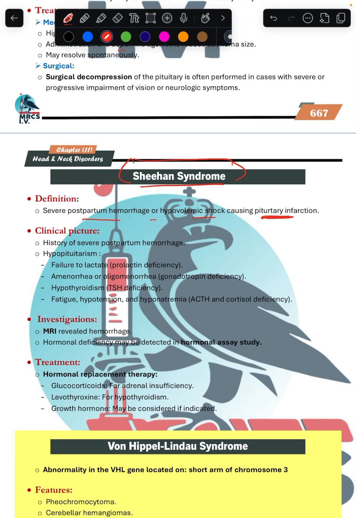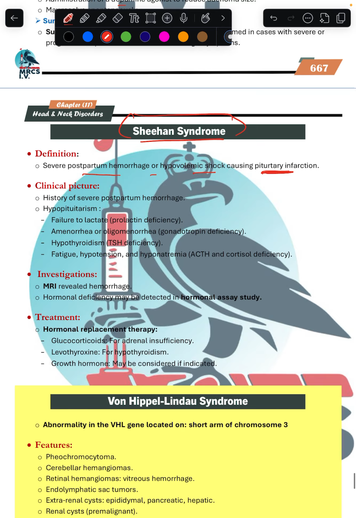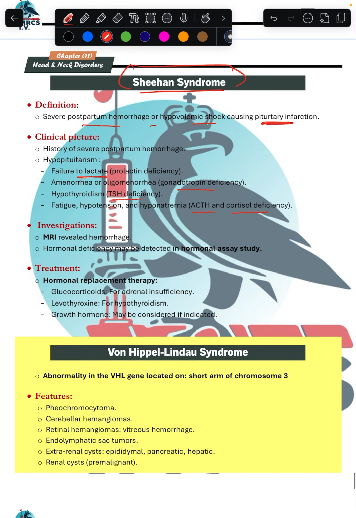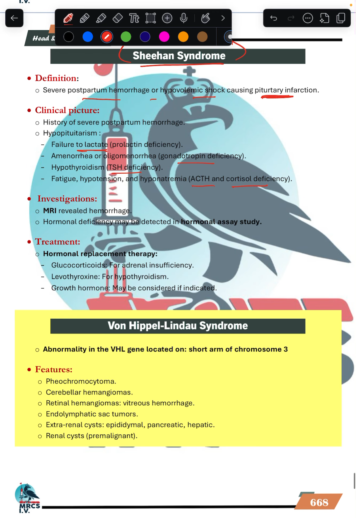History of severe postpartum hemorrhage, hypopituitarism, failure to lactate. So there is prolactin deficiency and the person cannot produce milk. Amenorrhea, gonadotrophin deficiency, hypothyroidism, TSH deficiency, fatigue, hyponatremia, ACTH and cortisol deficiency. All the hormones of the pituitary gland are depressed. So a postpartum patient may have such symptoms.